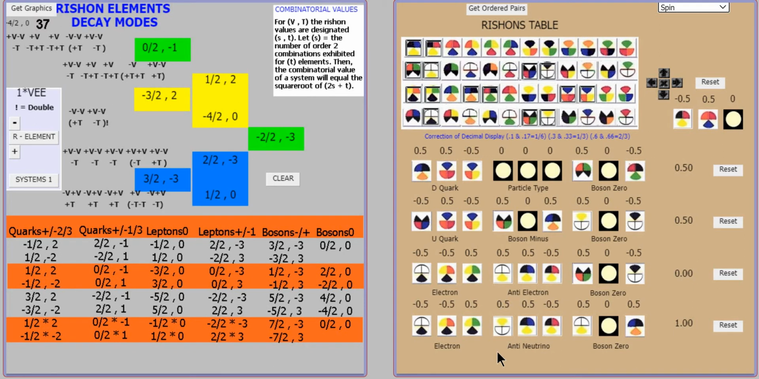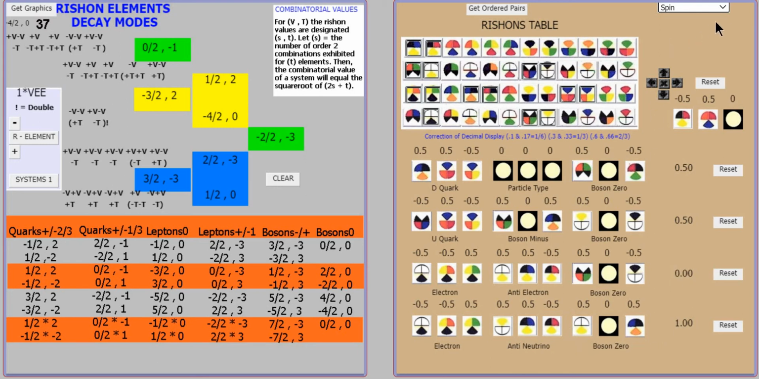And if we look at the antineutrino, it now has a spin of 1/2, which is what would be indicated by the standard model for the antineutrino, and the Z particle now has a spin of 1.